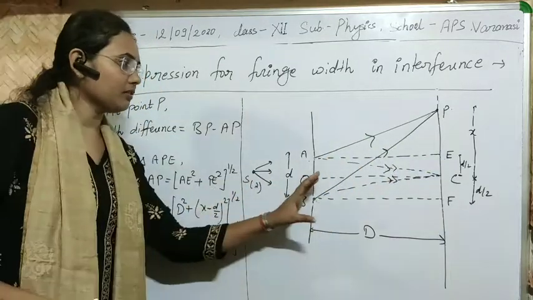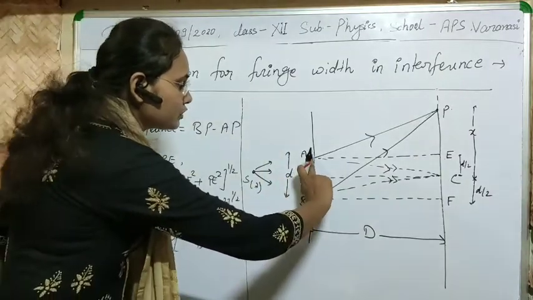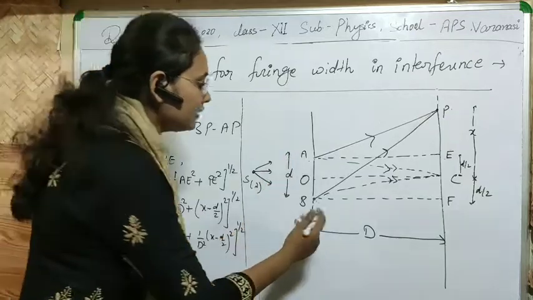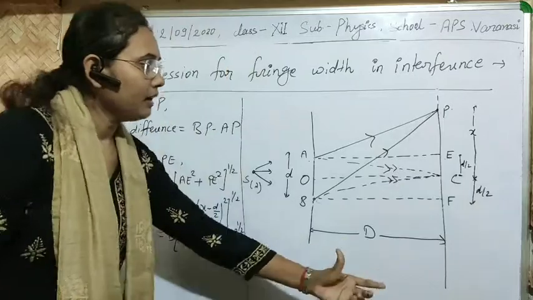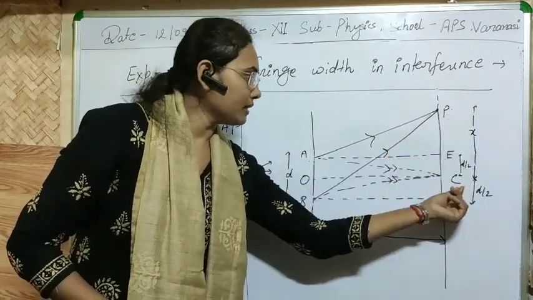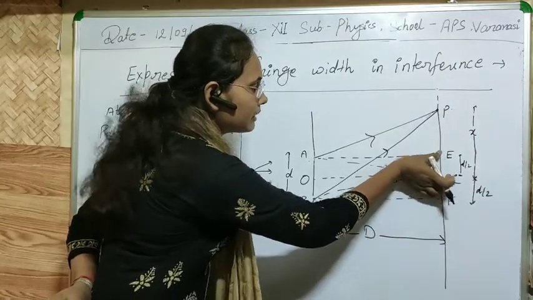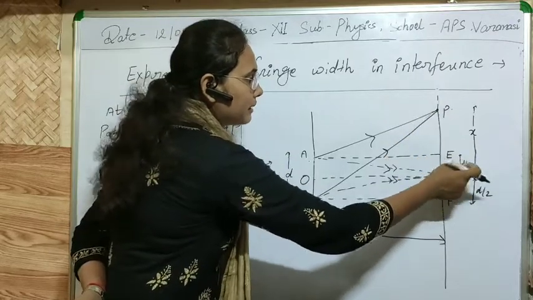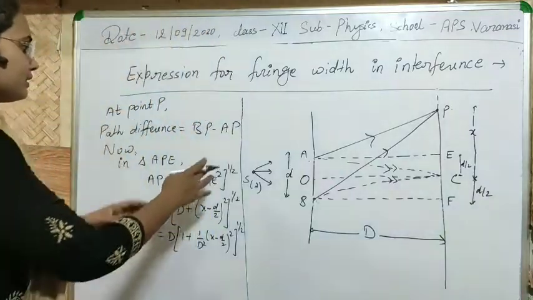For the calculation we have so many things. Firstly, let the separation between these two sources be small d, which we can easily measure. Let the separation between the source and screen be capital D, and let the distance of this point P from central maxima be x. Then definitely these two distances will be d by 2. So PE will be x minus d by 2, and PF will be x plus d by 2. So we can easily calculate.